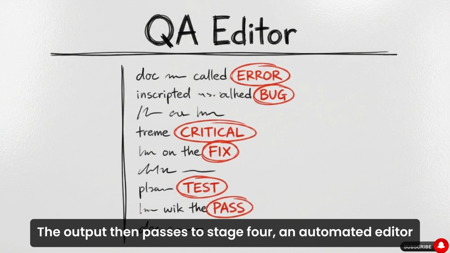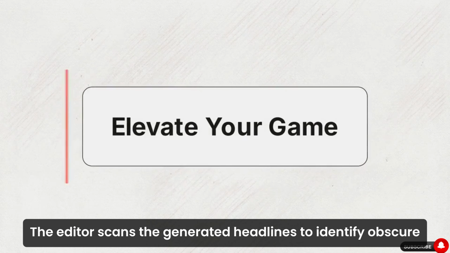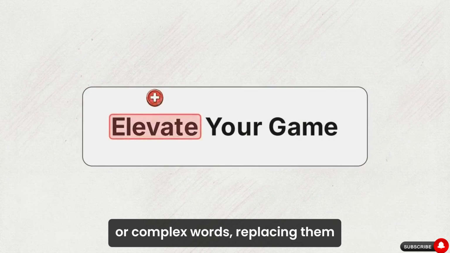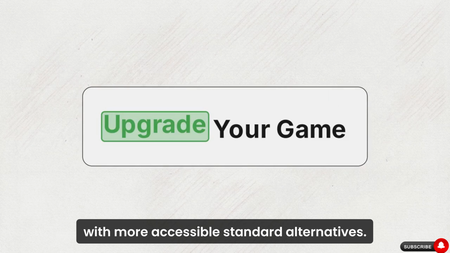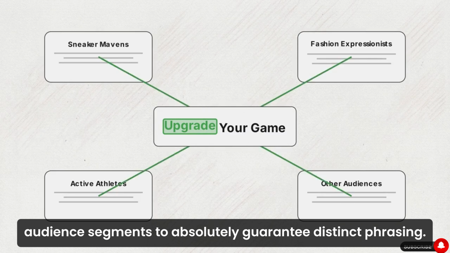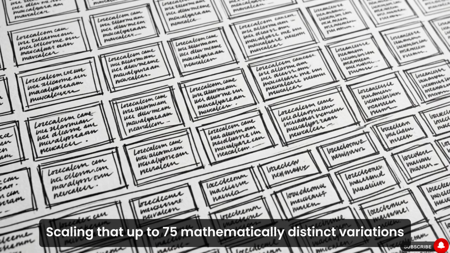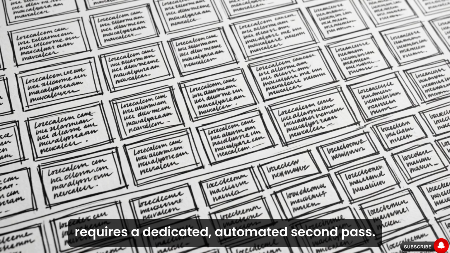The output then passes to Stage 4, an automated editor agent designed purely for quality control. The editor scans the generated headlines to identify obscure or complex words, replacing them with more accessible, standard alternatives. It then performs a final comparative check, measuring the new copy against all other audience segments to absolutely guarantee distinct phrasing. Generating 5 unique headlines in isolation is simple. Scaling that up to 75 mathematically distinct variations requires a dedicated, automated second pass.